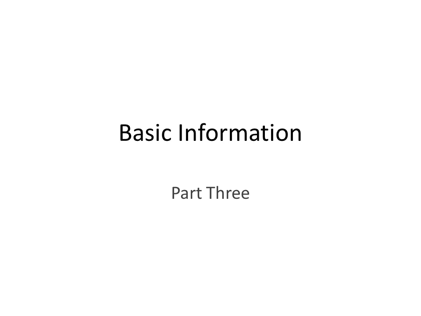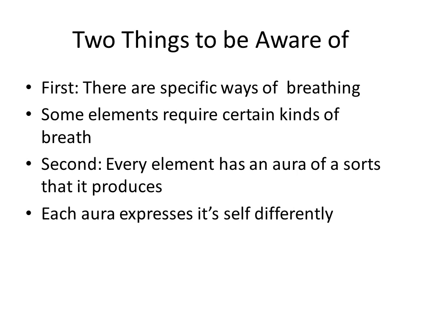Basic Information, Part 3. This is a little more detailed information on the elements and some of the things that you have to know in order to work them. There are two things to be aware of. First, there are specific ways of breathing. Some elements require certain kinds of breath. Second, every element has an aura of sorts around it that it produces. Each aura expresses itself differently. Each aura is used and produced differently.